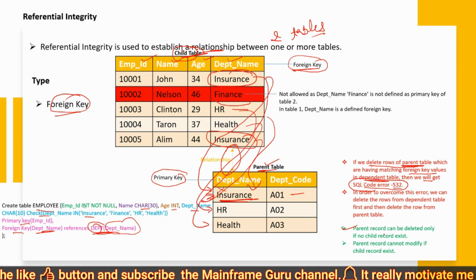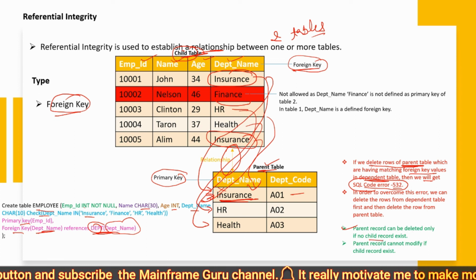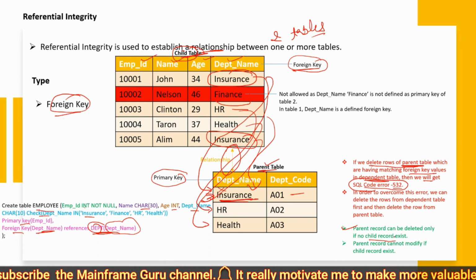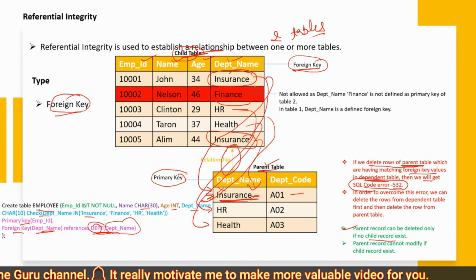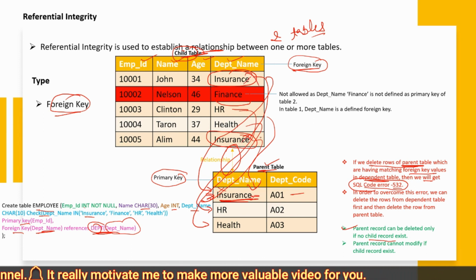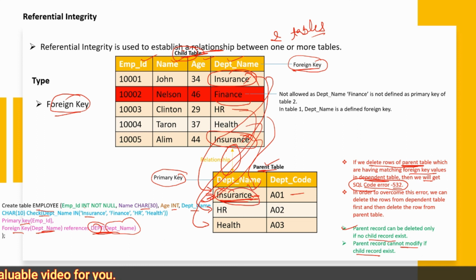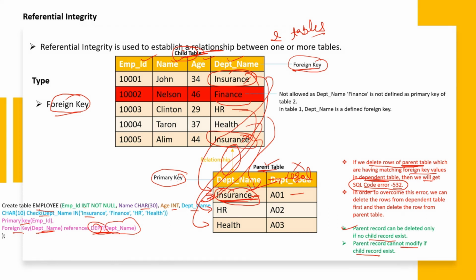And okay, parent record can be deleted only if no child record exists. It is also saying the same, like parent record can be deleted only if insurance record is not available in the child table. And parent record cannot be modified if child record exists. Like if you are going to update insurance to any other department, let's say legal department, it will not allow updating insurance to legal, because insurance is already available in the child table.